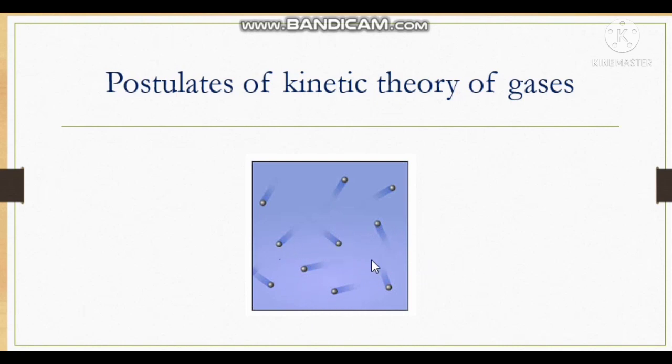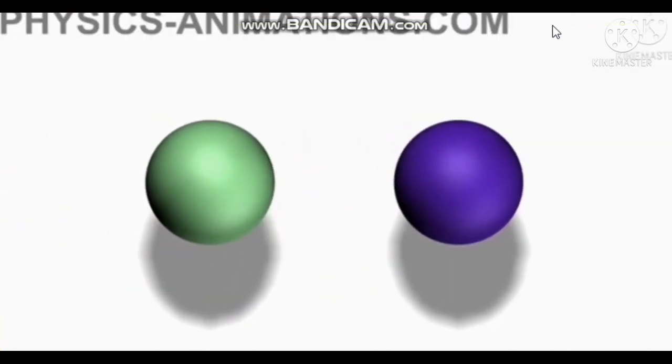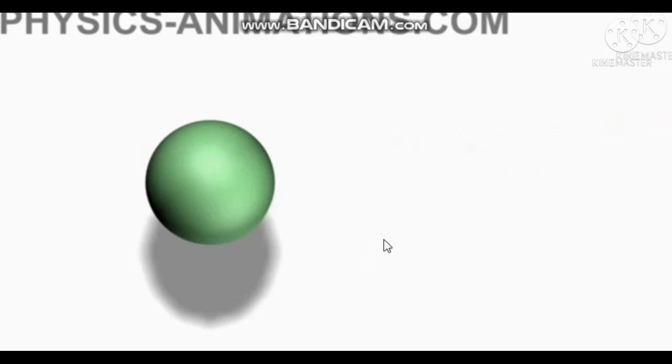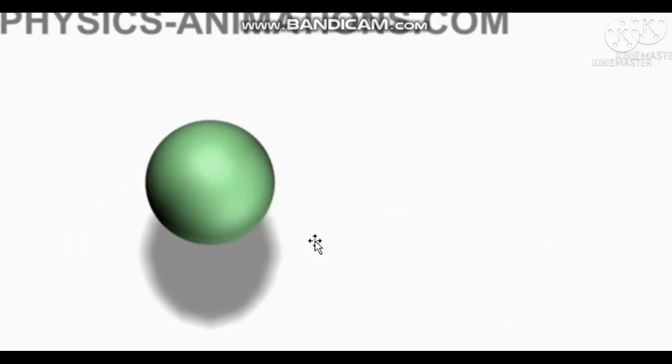The molecules are so small that their actual volume is negligible as compared to the total volume occupied by the gas. The molecules are always in a state of constant rapid motion in all possible directions. They are colliding in a random manner with one another and with the walls of the vessel. The molecular collisions are perfectly elastic, so that there is no net loss of energy when gas molecules collide with one another or against the walls of the vessel.